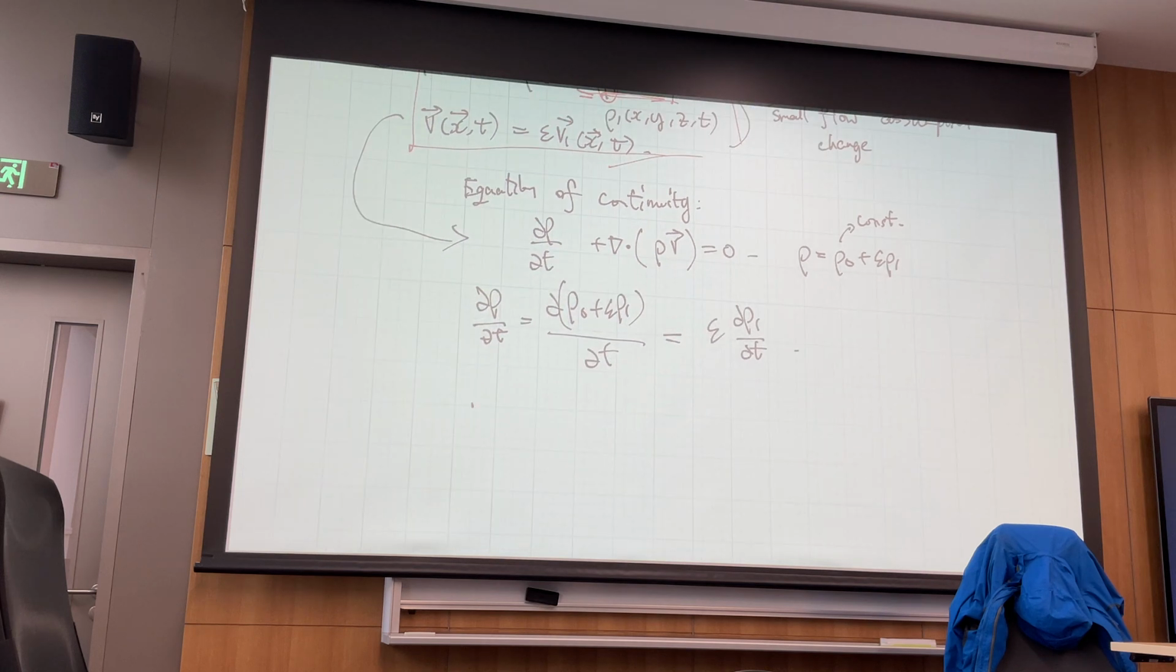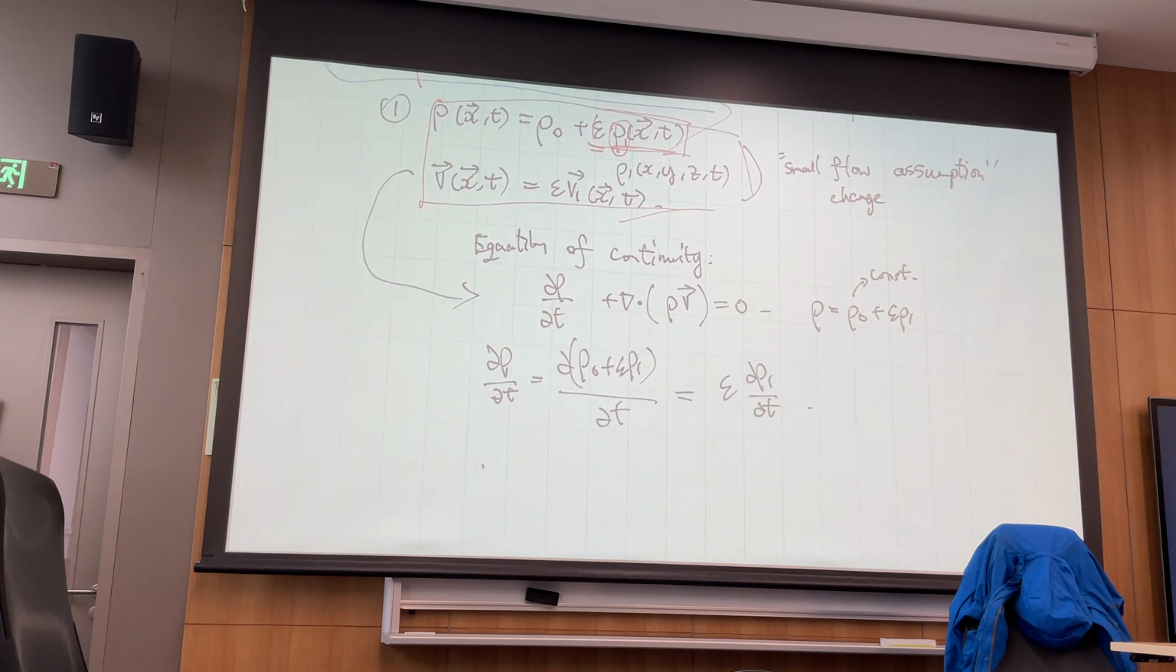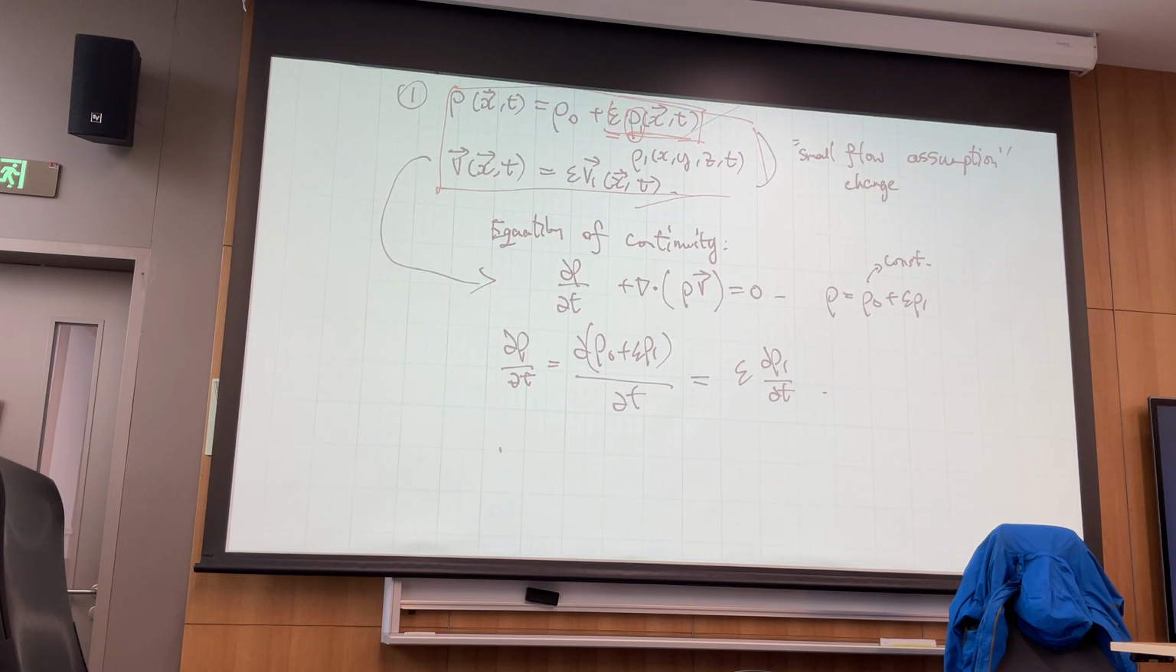Are the epsilons the same in velocity and in density? Yes, that's right. I am assuming these two epsilons are the same. On the other hand, it would be very hard to imagine that the magnitude of the speed and the changing of the density are at two completely different magnitudes. So this is the first term.